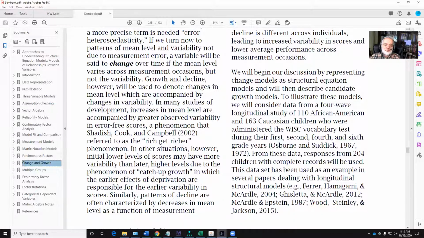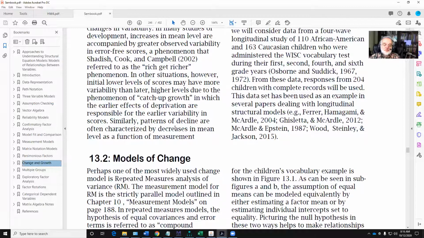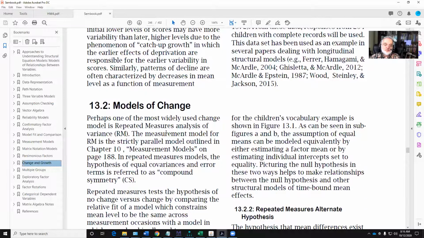In order to talk about this and build some connections with what you've had in other classes, the first thing that we'll do is to talk about models of change. This is because models of change are fundamental to repeated measures analysis of variance and many models of hierarchical linear modeling. The point here is for you to take a look at the path diagram that corresponds to these models.